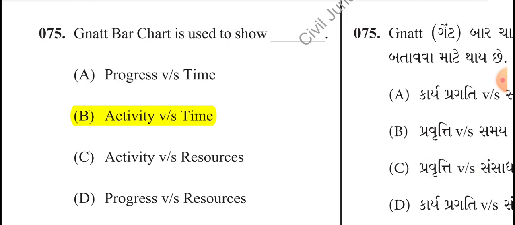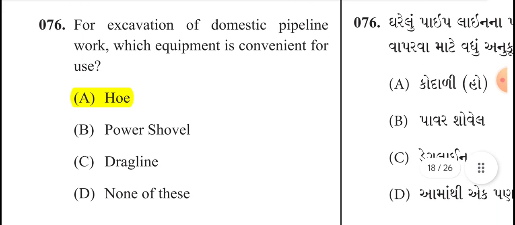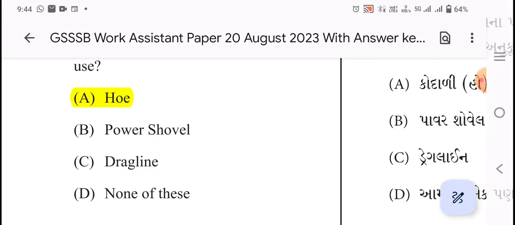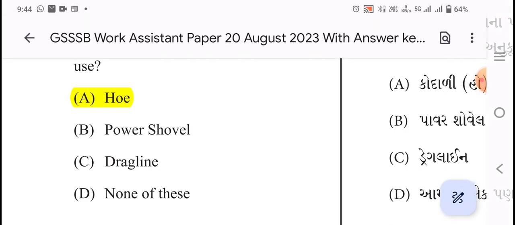Bar chart is used to show progress versus time, activity versus time, activity versus resources, progress versus resources. Bar chart is used to show activity versus time. For excavation of a domestic pipeline work, which equipment is convenient for use?